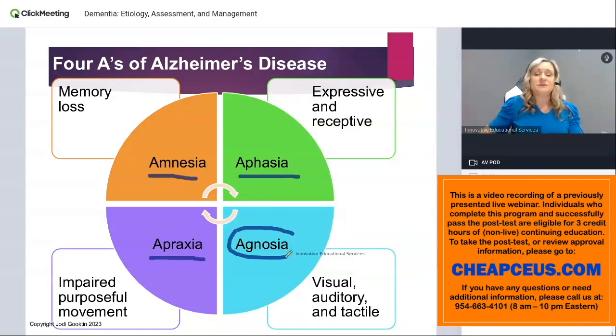And then agnosia is where we're looking at visual changes. Like I said, they're hearing the voice, but they're not seeing the person's face. They're not recognizing familiar objects. So maybe they are not going to the bathroom in the toilet, not because they couldn't get to the bathroom, not because they just wanted to. It might be because they thought that chair looked like the toilet. It's part of that agnosia.